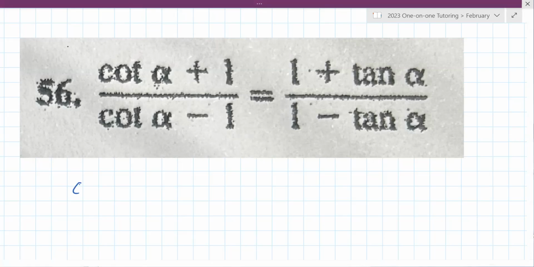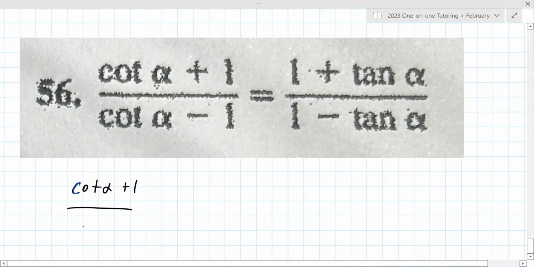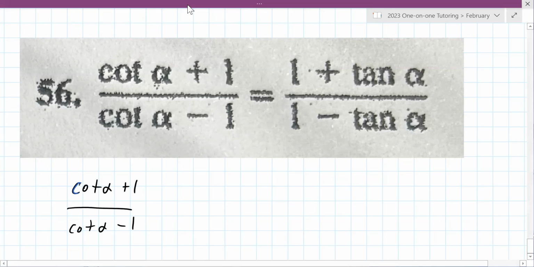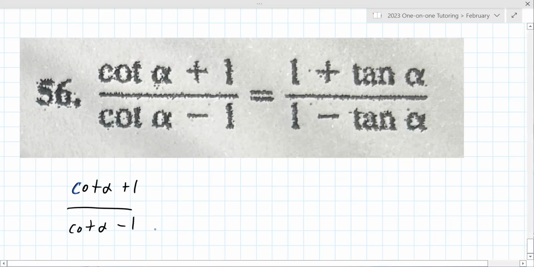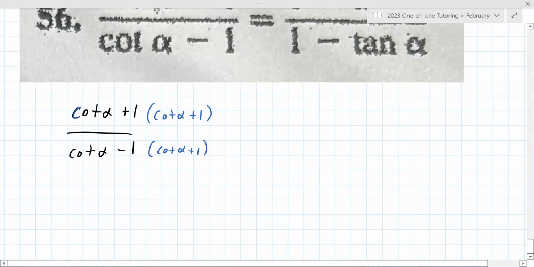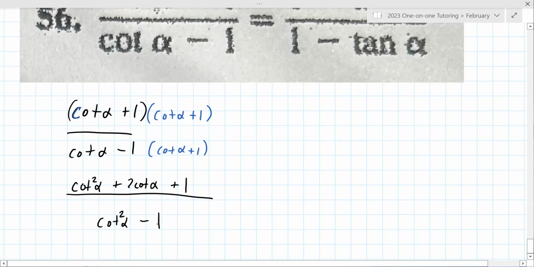So we've got cotangent alpha plus 1 over cotangent alpha minus 1. So it's the conjugate of the bottom: cotangent alpha plus 1, cotangent alpha plus 1, like this. All right. So that tells us the top becomes, oh, you have to FOIL it. So it becomes cotangent squared alpha plus 2 cotangent alpha plus 1. On the bottom, it becomes cotangent squared alpha minus 1.